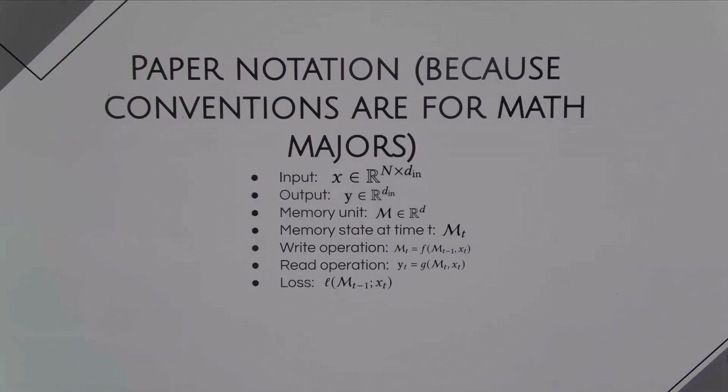The write operation is going to be F. So, given the previous memory state and a new input, how do we compute the new memory state M of T? And the read operation is how do we predict the next output? And here your loss is again going to be L. So it's slightly different than the previous one where we had W of T. Now it's going to be M of t. That's basically the main change, but I just want to make sure everybody's clear on those for the rest of the paper.